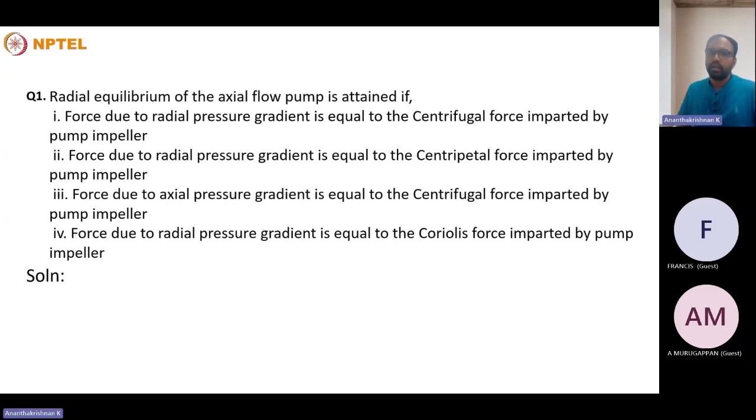Read the question. Radial equilibrium of the axial flow pump is attained if, four options are given: the force due to radial pressure gradient is equal to the centrifugal force imparted by the pump impeller; the force due to radial pressure gradient is equal to the centripetal force imparted by the pump impeller; the force due to axial pressure gradient is equal to the centrifugal force imparted by the pump impeller; the force due to the radial pressure gradient is equal to the Coriolis force imparted by the pump impeller.